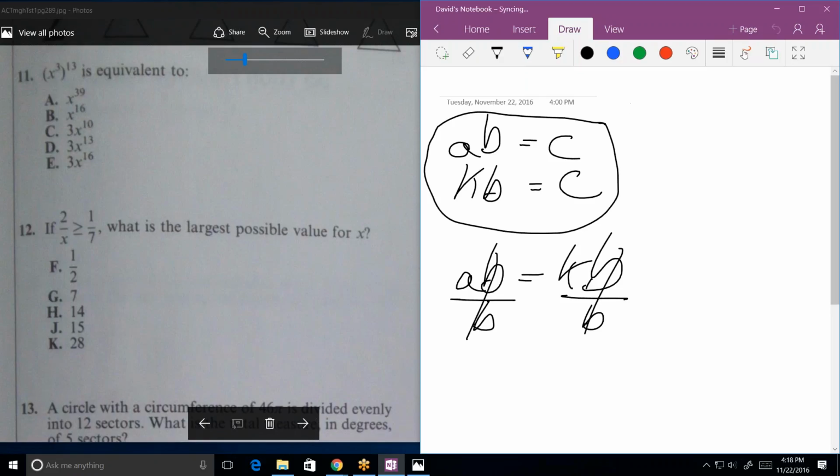Are we on 11? Yes. Okay. So x cubed to the power of 13 is equivalent to x to the 39th, right? Yes. In other words, you're going to multiply the exponents. I need to freshen up on my exponent properties. We went over it last year, but I don't remember too much.